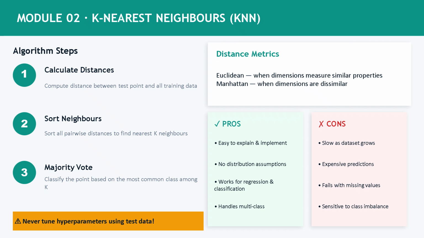We use Euclidean distance when features measure similar things, and Manhattan when they don't. And if features are on different scales, normalize them first. Otherwise, larger scale features will dominate. The golden rule is to never tune k using test data. Test data simulates the real world. Using it for tuning breaks that simulation entirely. KNN requires no training phase and makes no assumptions about data distribution. The downside is speed. Every prediction scans the entire training set, which becomes expensive fast.